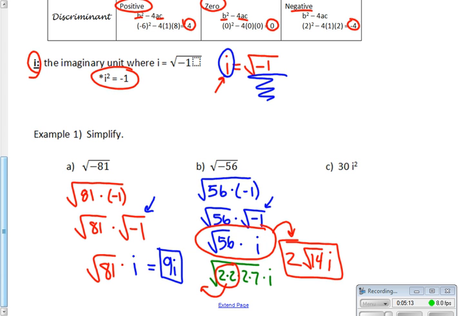Last one, we have 30 times i squared. We know i squared, as stated above, is -1. So this is really saying 30 times -1, which is -30.